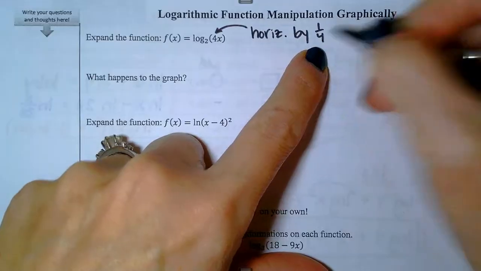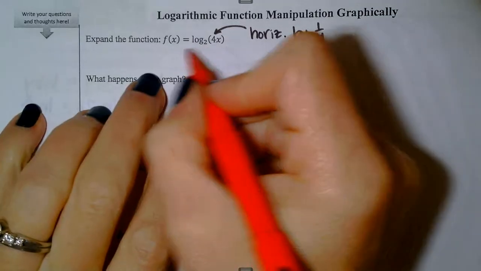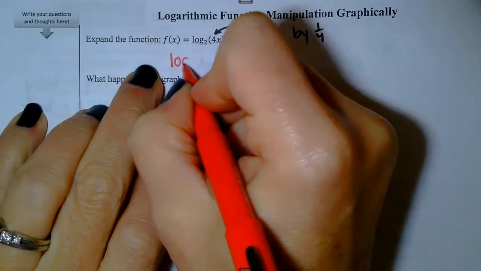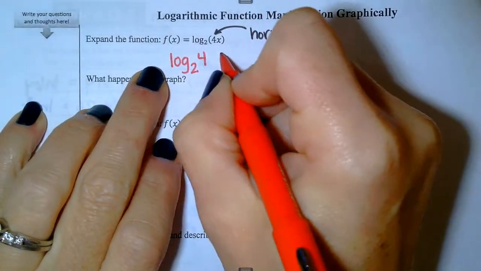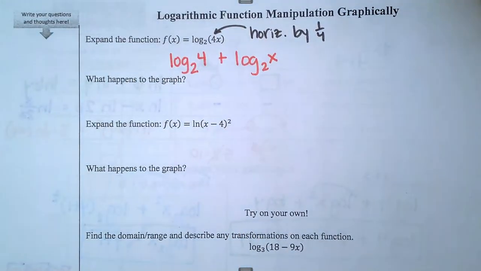by 1/4. Perfect, okay? Let's say you know that, but that's not one of the choices. That's not one of your A, B, C, or D's. Okay? There's other things because this does, and I'll show you what happens. So if I expand this, I would write log 2 of 4 plus log 2 of x, right? You guys with me? Yes.